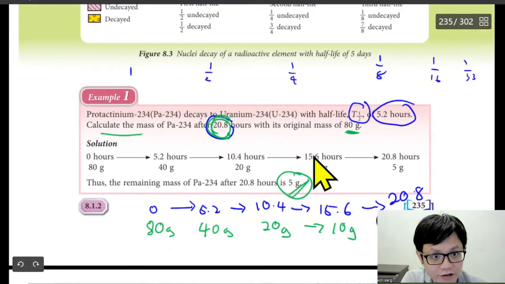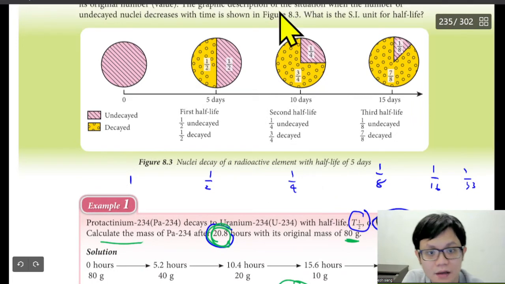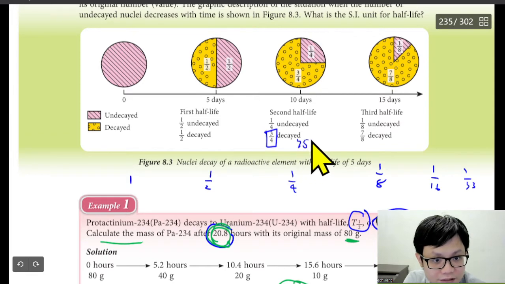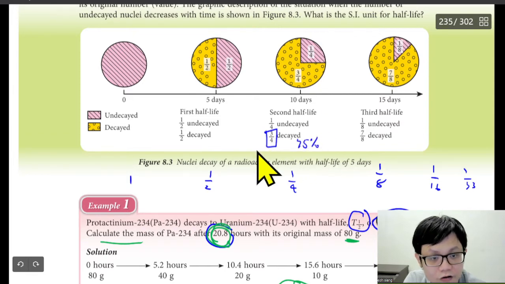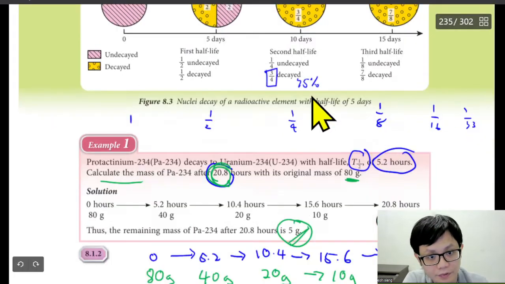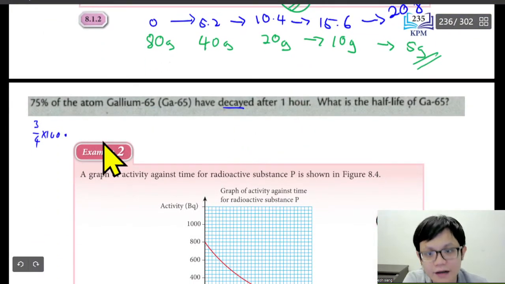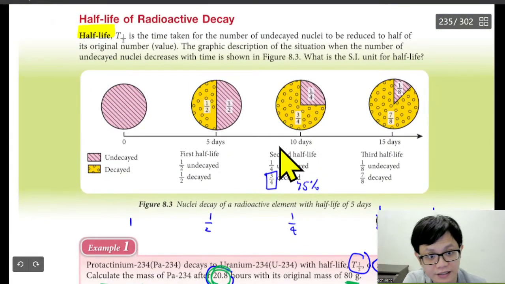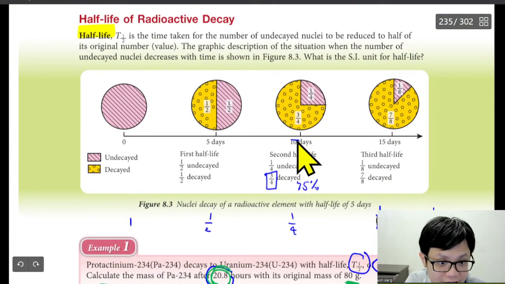So we can look at this diagram. 3/4 is here, which is 75% decay. According to the question, go up, go down, sorry. According to the question, you decay 75% after 1 hour. So you say that this is not 10 days, this is 1 hour.